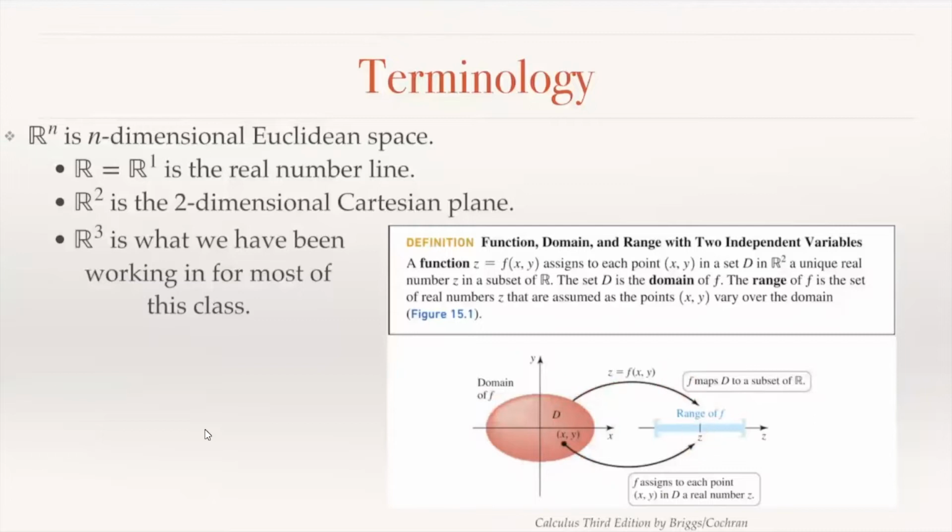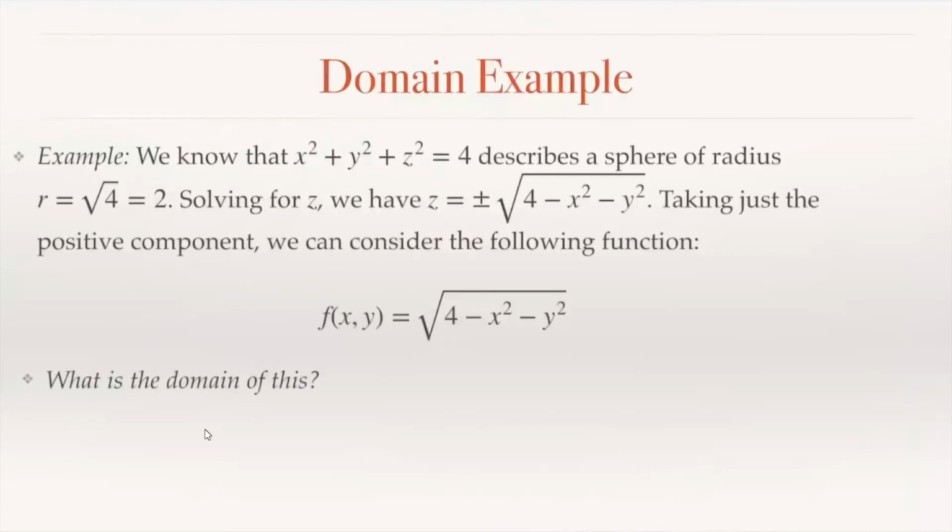So we know that x squared plus y squared plus z squared equals 4 describes a sphere of radius 2. Solving for z, we have that z is plus or minus the square root of 4 minus x squared minus y squared. Taking just the positive component, we can consider the following function. What is the domain of this?